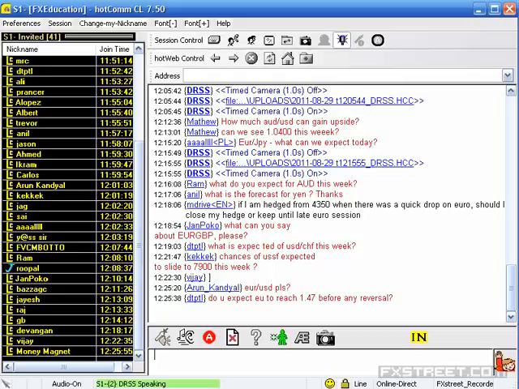Then DDPT. Do you expect Euro to reach 1.47? I'm not anticipating 1.47 at the moment because it is a weak beginning, a volatile move.